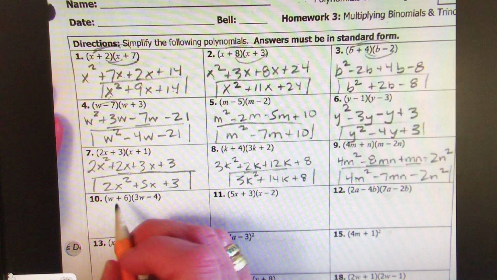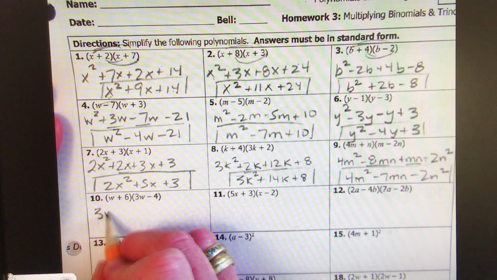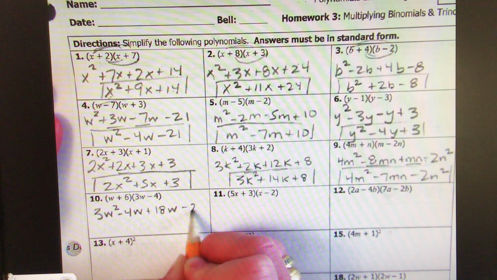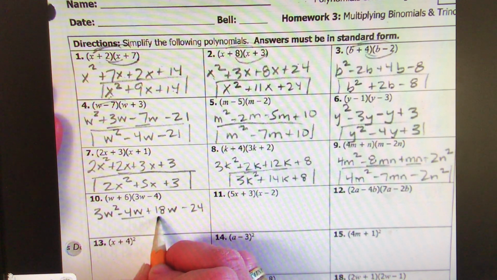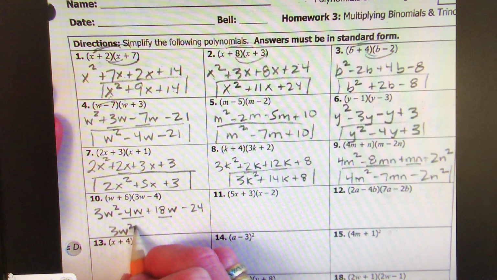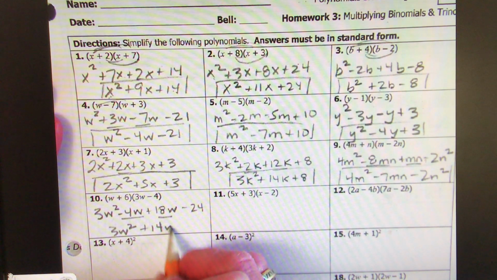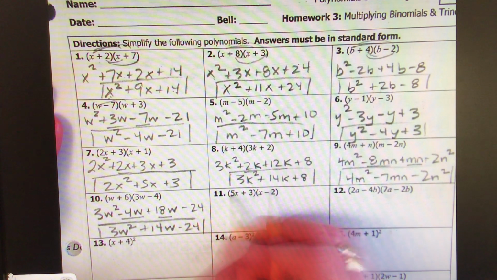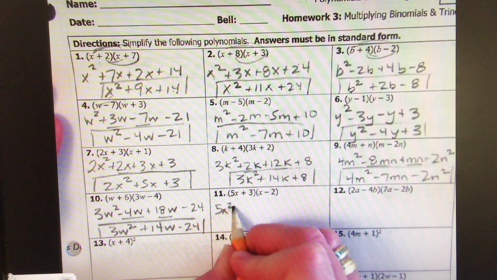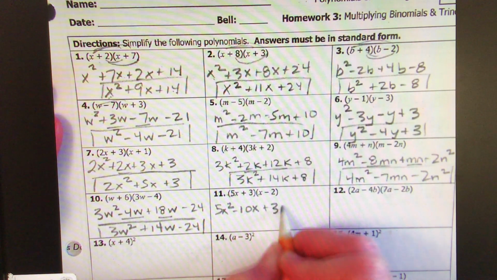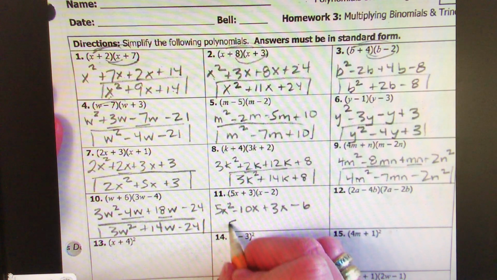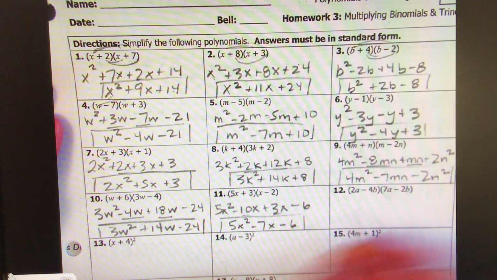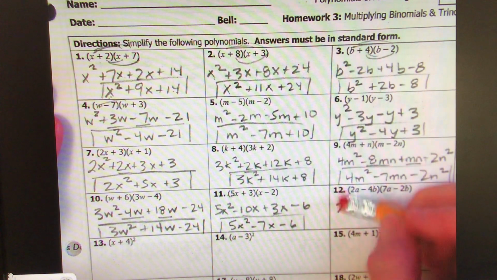Box. 10. I have 3w squared minus 4w plus 18w minus 24. Combine. Once you get into the rhythm, it's kind of hard not to. Plus 14w minus 24. FOIL. 5x squared minus 10x plus 3x minus 6. 5x squared minus 7x minus 6. 2. See, I just almost wrote a 2. I'm trying to go so fast.